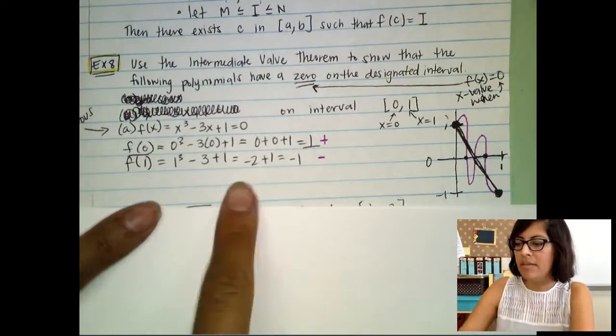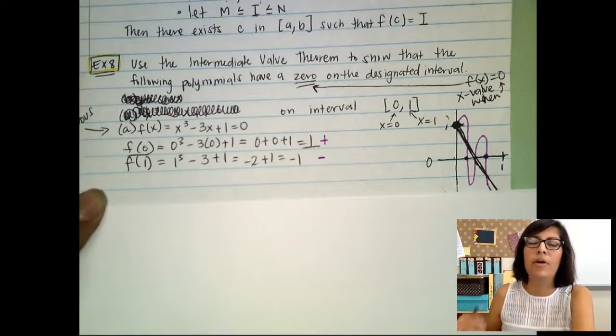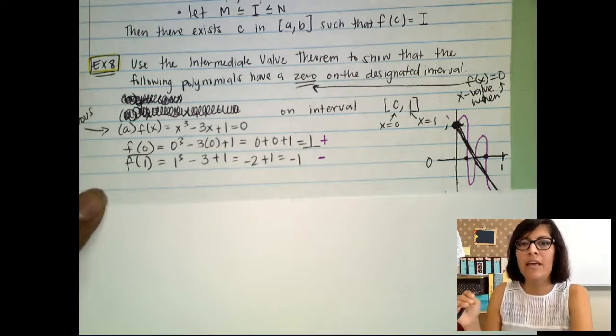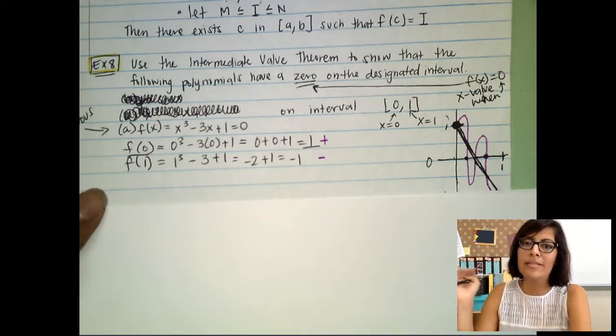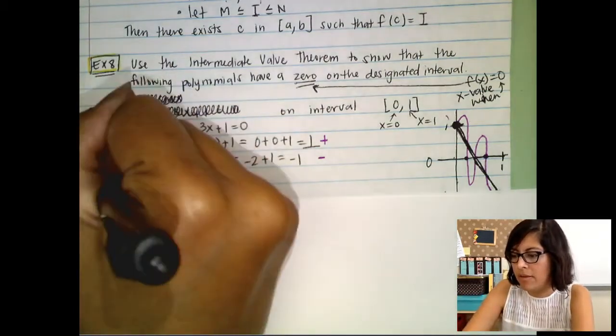So because our y values go from positive to negative, then you can say that the y value is 0 somewhere in between this interval. So I'll write that out in words.